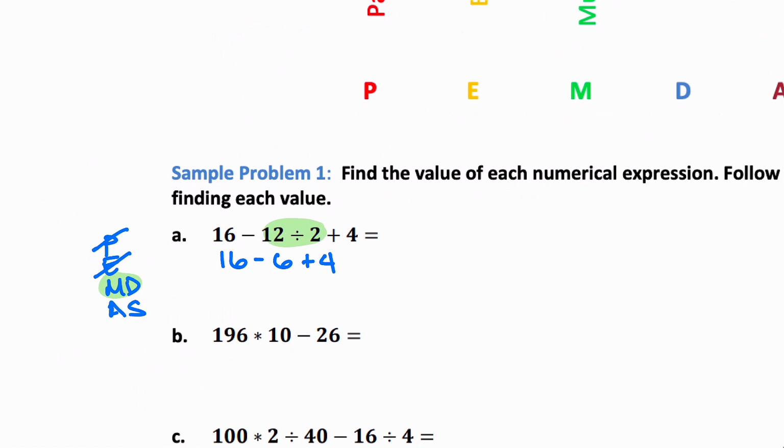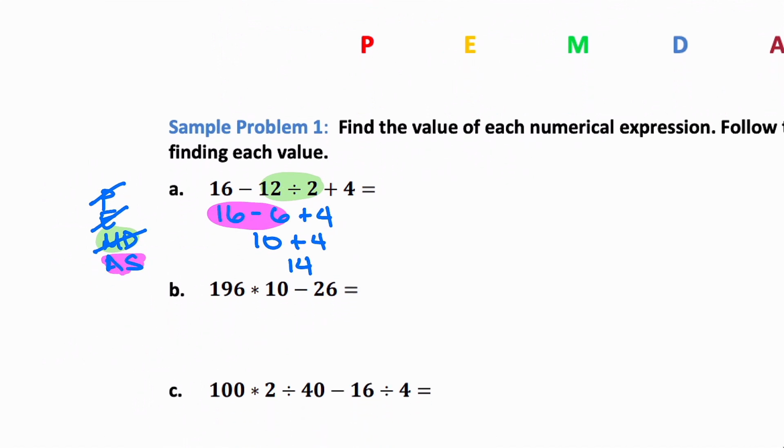And as far as multiplication and division is concerned, I think I'm done with those. I'm going to hop over to addition and subtraction. Now, this is where we have to be careful because I know it says addition and subtraction, and I see a subtraction here, and I see an addition here. So I'm going to go from left to right on the problem. Not here, but here. Which one showed up first from left to right? Well, the 16 minus 6 showed up first. So for addition and subtraction, I'm going to go from left to right. I'm going to subtract first. 16 minus 6, I end up with 10 plus 4, my answer is 14.